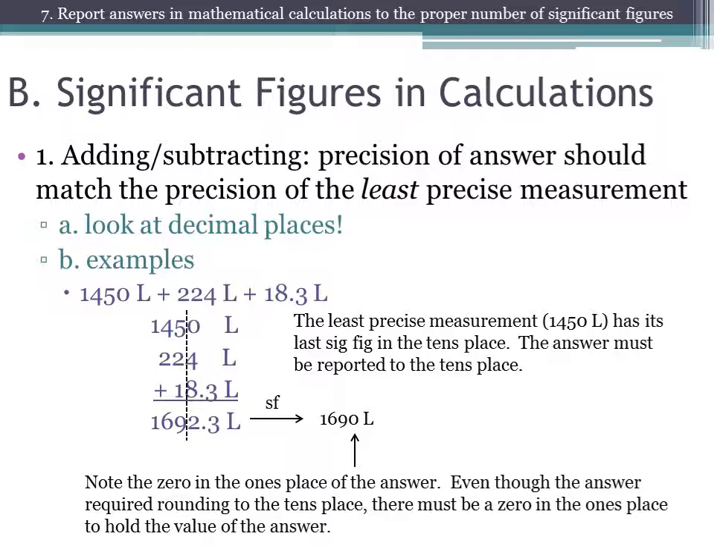Notice we can't just drop that zero. We can't just not put something in the ones place. Even though that zero is not a sig fig, it has to be there to hold the value of the answer. Obviously, 169 liters is very different than 1,690 liters. So we do need a zero there as a placeholder.